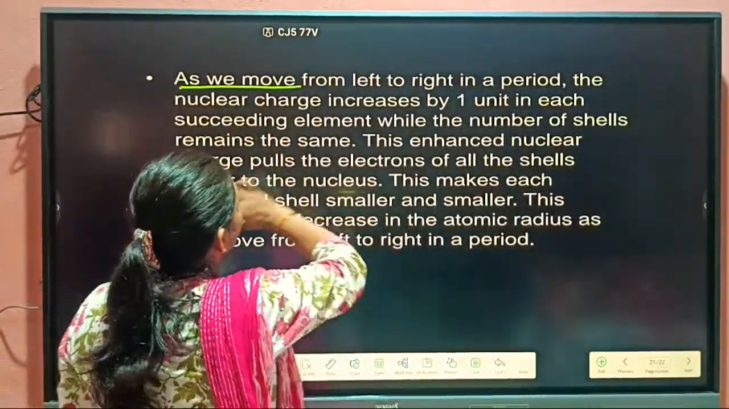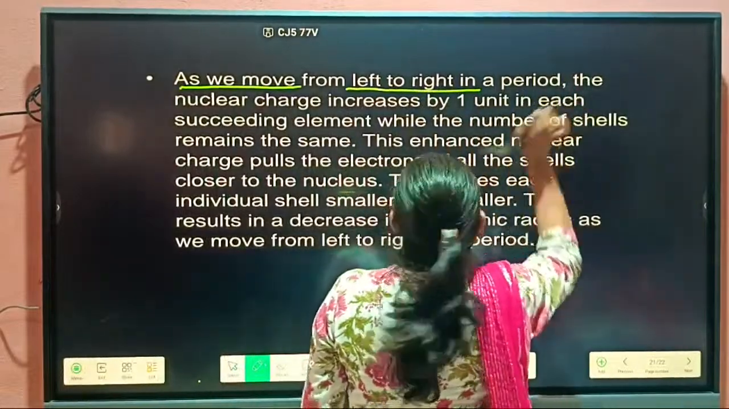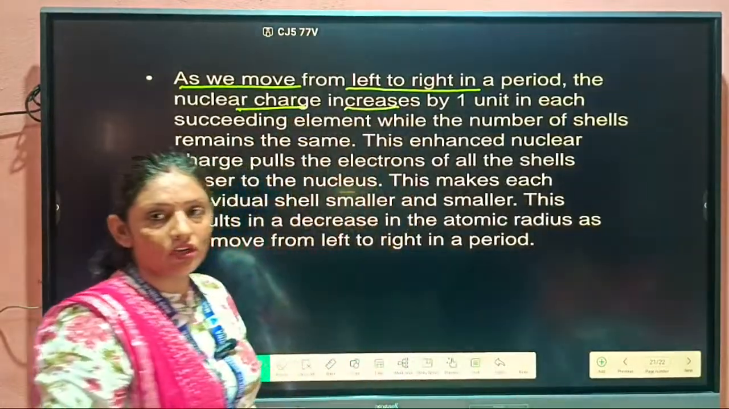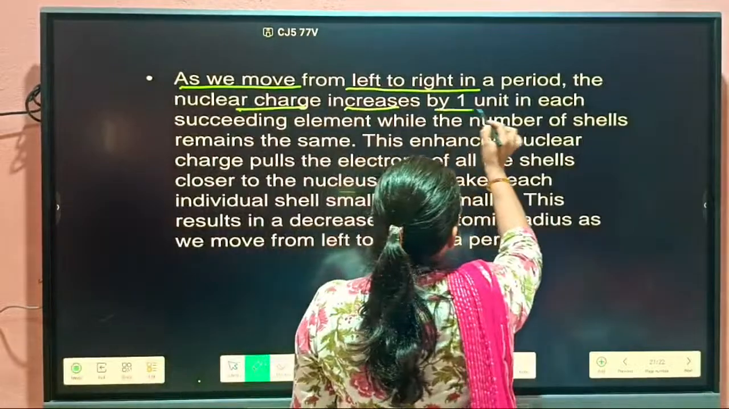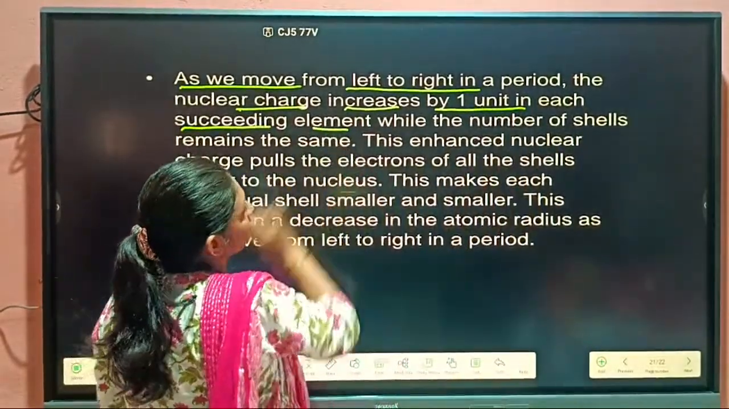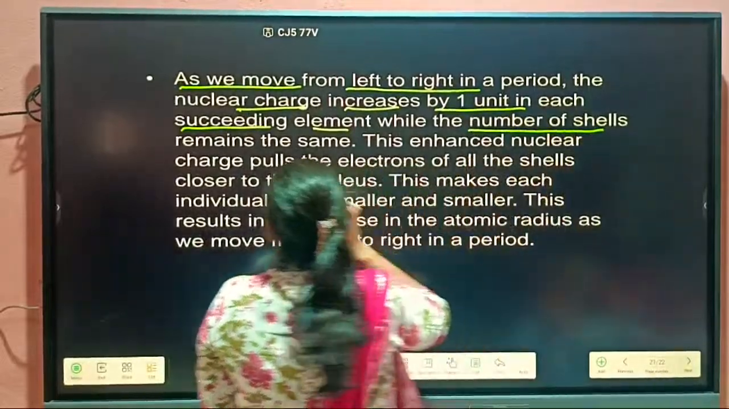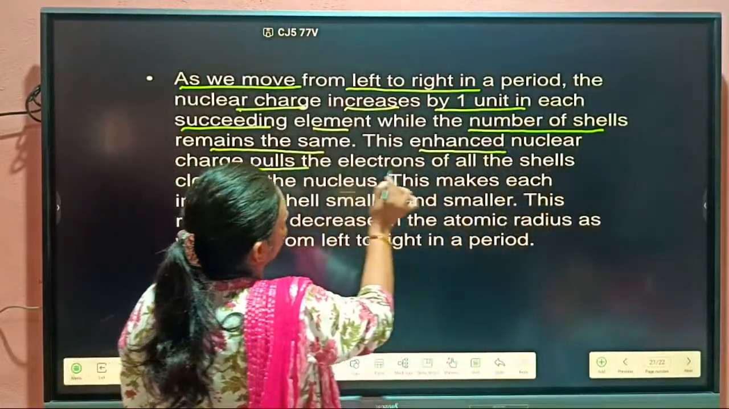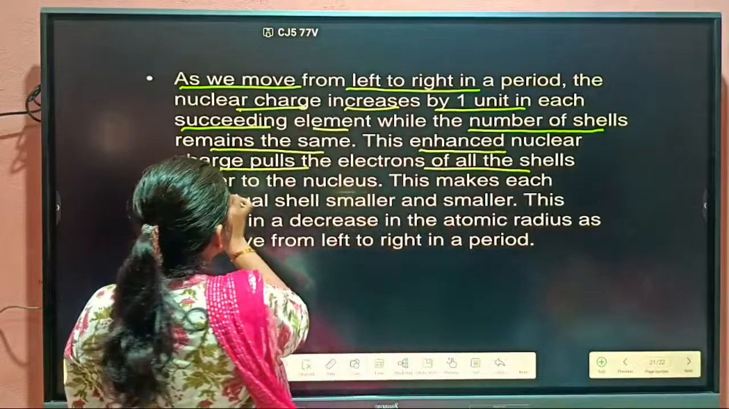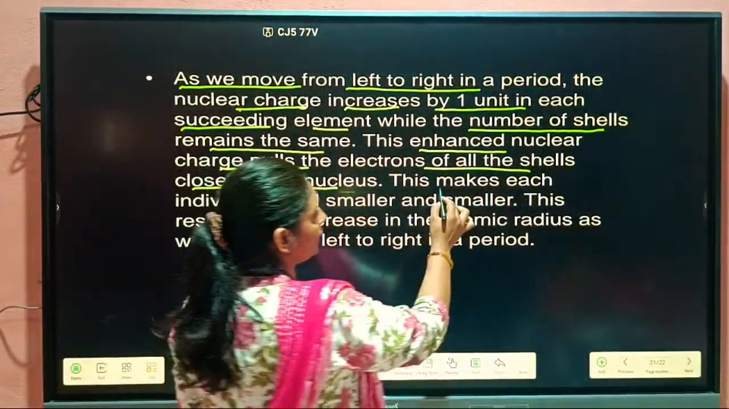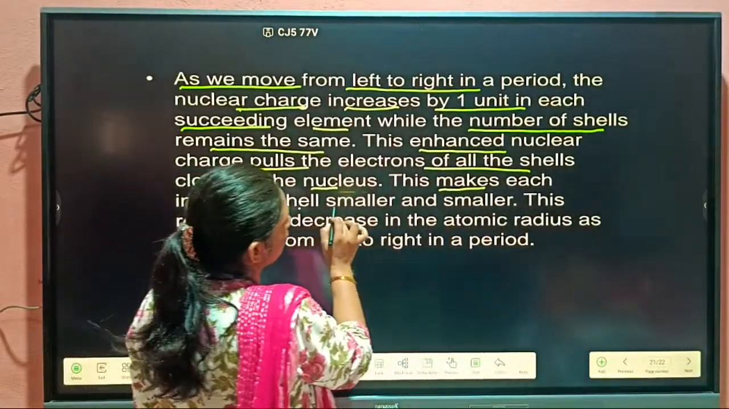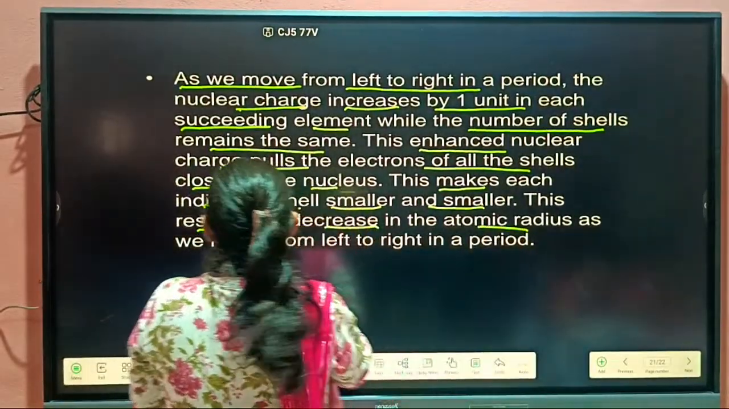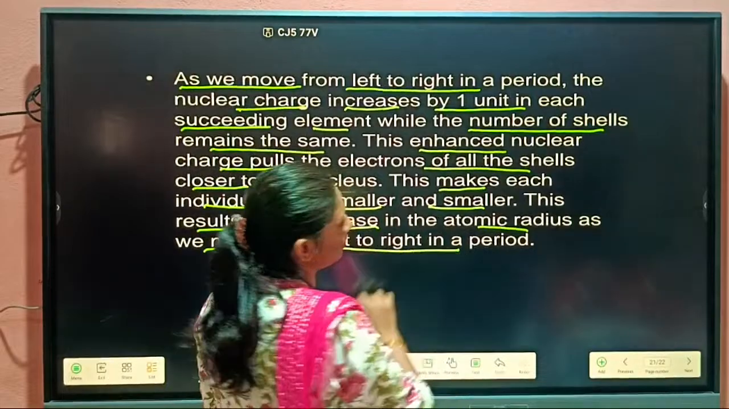As we move from left to right in a period, the nuclear charge increases. Nuclear charge increases by 1 unit in each succeeding element, while the number of shells remains the same. This enhanced nuclear charge pulls the electrons of all shells closer to the nucleus. This makes each individual shell smaller and smaller. This results in a decrease in atomic radius as we move from left to right in a period.